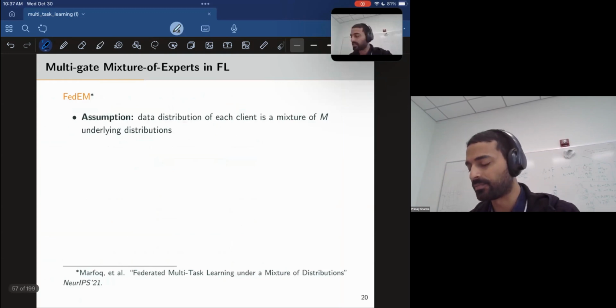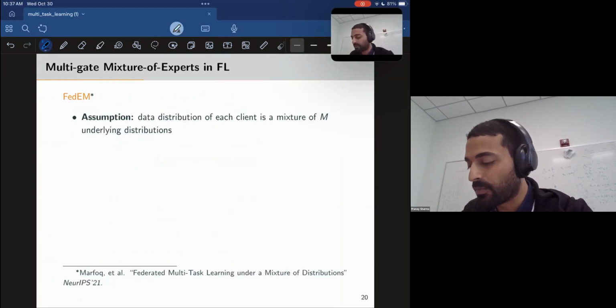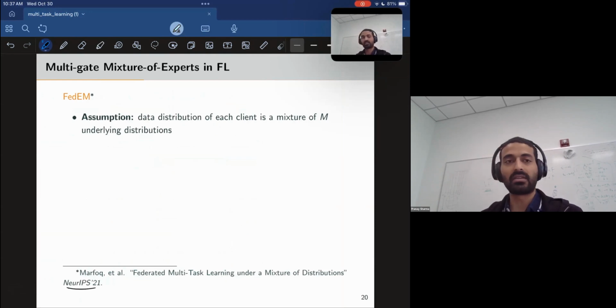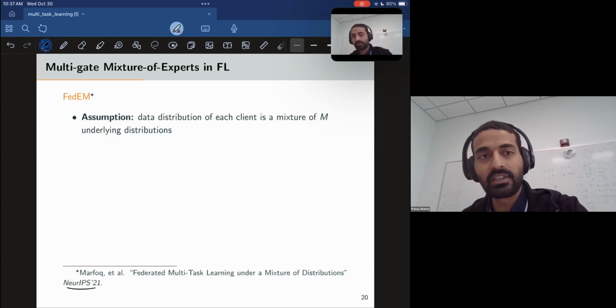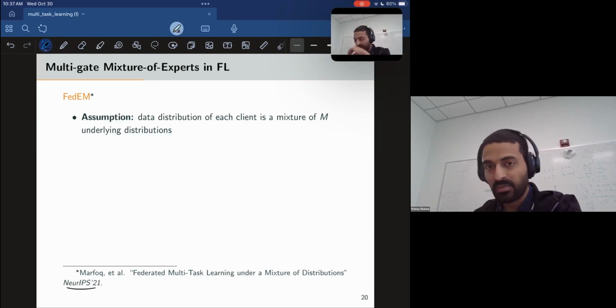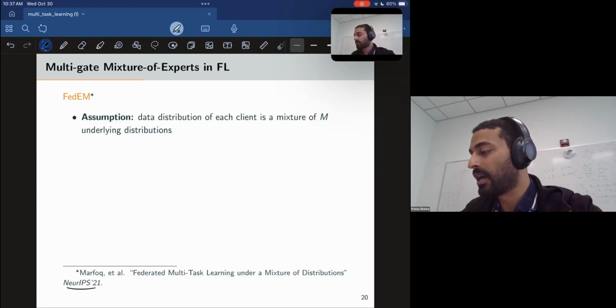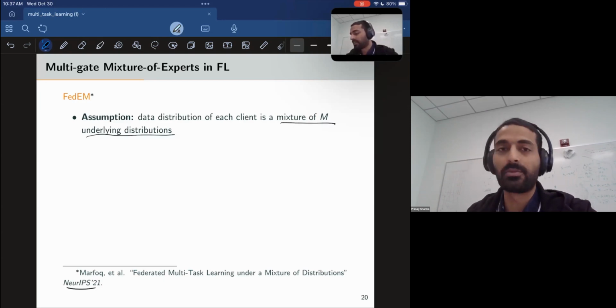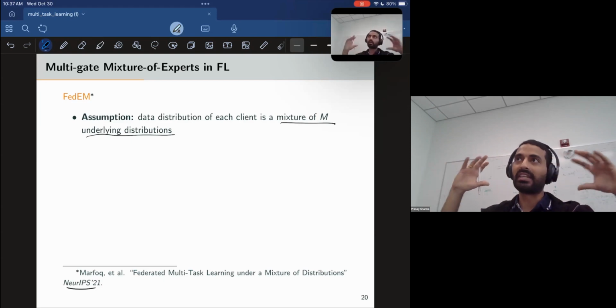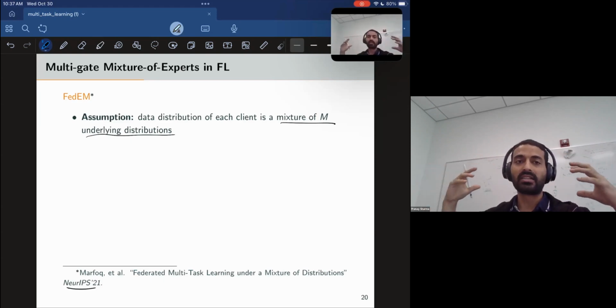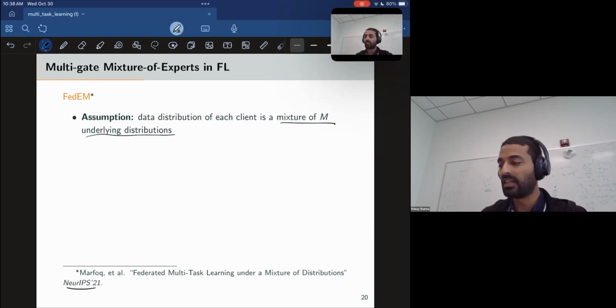And indeed it does. So this is a paper from NeurIPS 2021. They wanted to solve the personalization problem in federated learning. And they started with the following assumption. They assumed that the data at every client comes from a mixture of M underlying distributions. So your entire data from across all the clients can belong to one of M distributions. It can be a mixture of these.